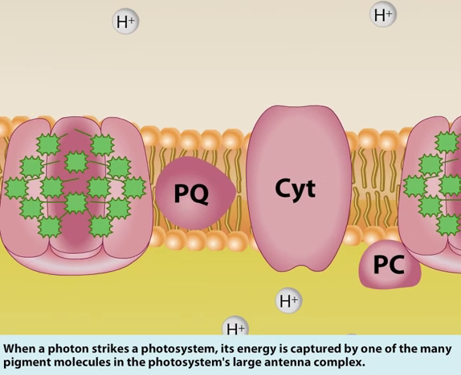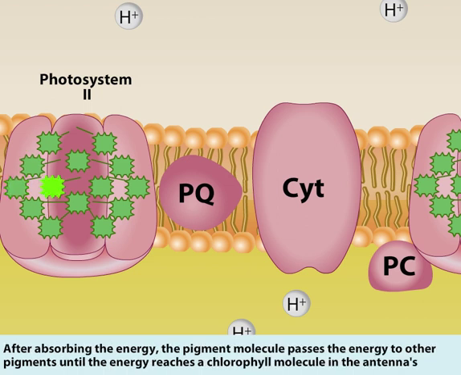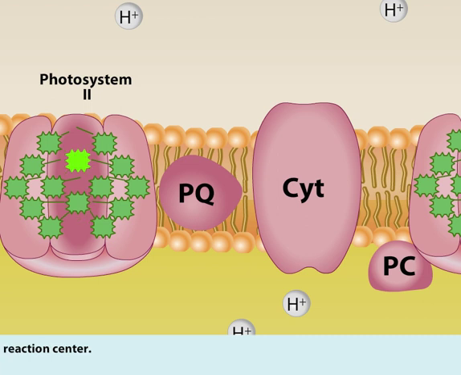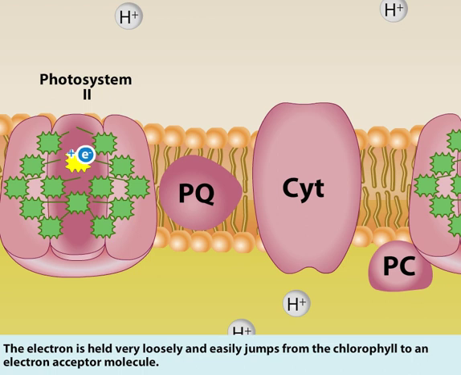When a photon strikes a photosystem, its energy is captured by one of the many pigment molecules in the photosystem's large antenna complex. After absorbing the energy, the pigment molecule passes the energy to other pigments until the energy reaches a chlorophyll molecule in the antenna's reaction center. After absorbing energy, the chlorophyll molecule boosts one of its electrons to a higher energy level. The electron is held very loosely and easily jumps from the chlorophyll to an electron acceptor molecule.